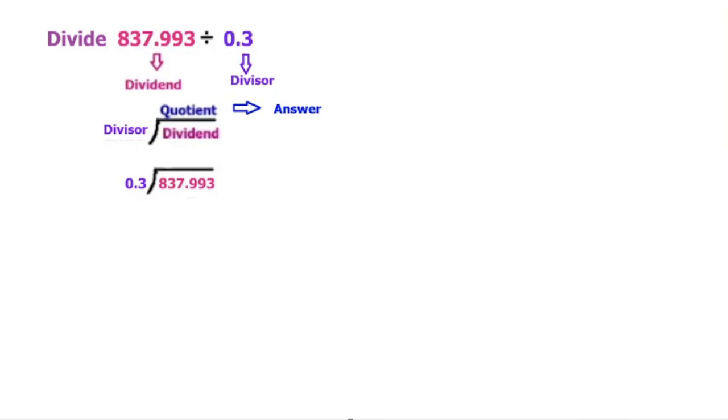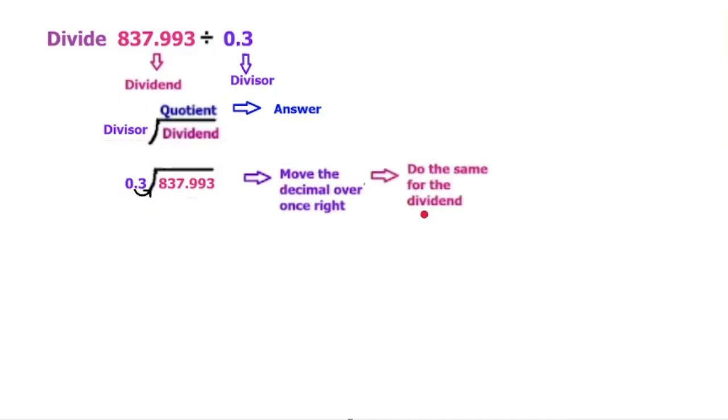Now we're not supposed to have a decimal here. So what we do is we move the decimal over once to the right to get it to here, behind the 3. So what we do to that one, we have to do to this one too. So we have to do the same for the dividend. So we have to move our decimal over. And there, it goes like that.